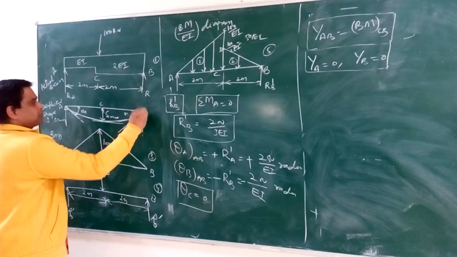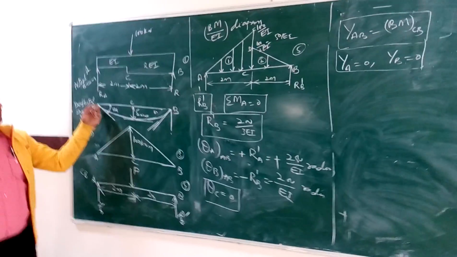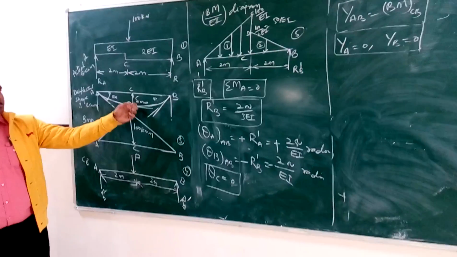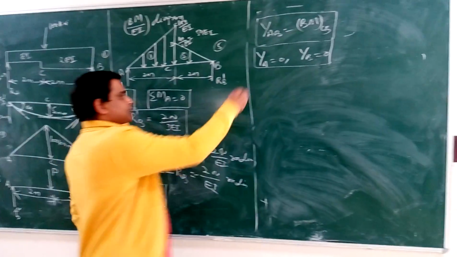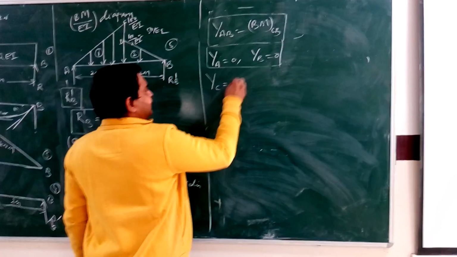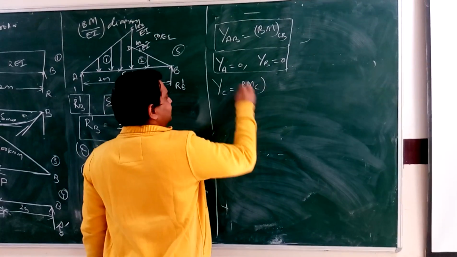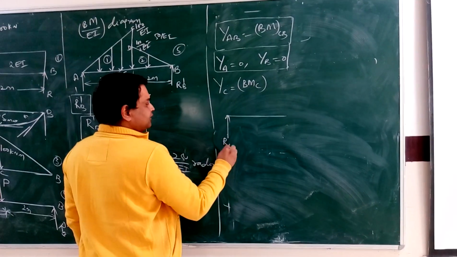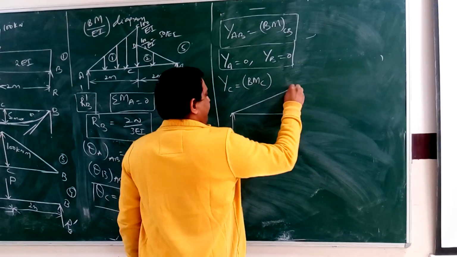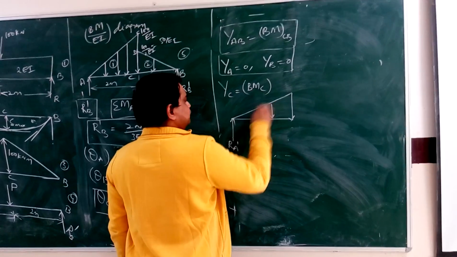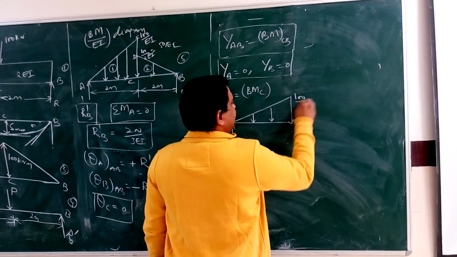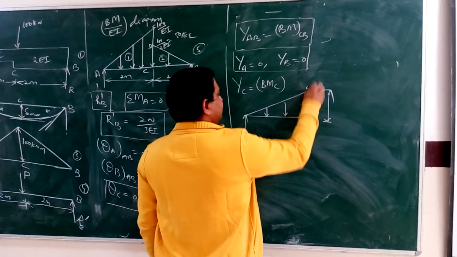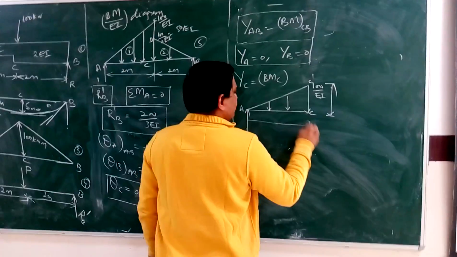Look here, this is the deflected shape of the beam. There is no deflection at the left support and no deflection at the right support. Deflection is maximum at the center, that is the deflection at C. It is the bending moment at C. I'll show you in the diagram. It's RA dash. The side of the triangle is 100 by EI. A to C is 2 meters.